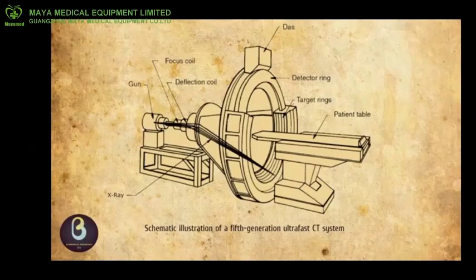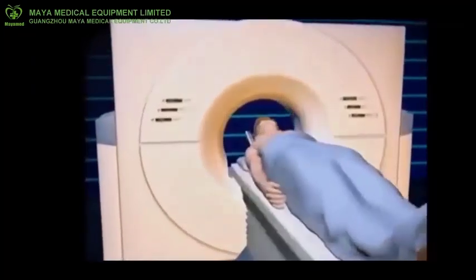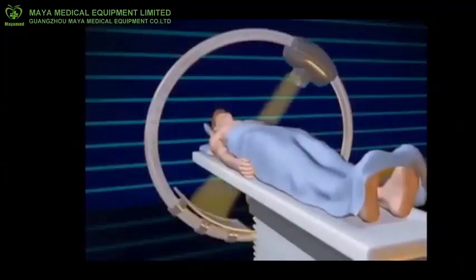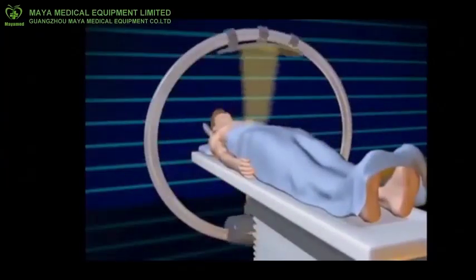In the particular case of the CT, the emitter of X-rays rotates around the patient and the detector, placed on diametrically opposite sides, picks up the images of a body section.